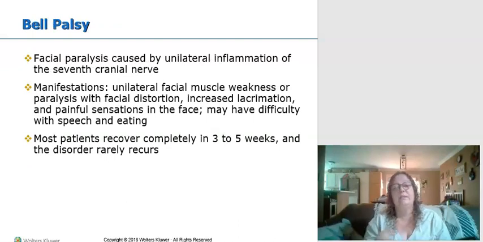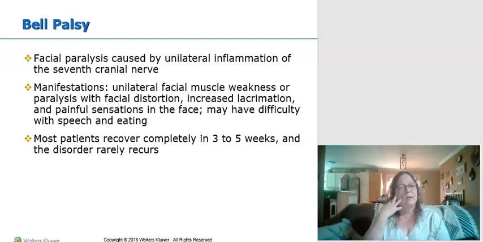So Bell's palsy, this is facial paralysis caused by a unilateral inflammation of the seventh cranial nerve. This manifests in unilateral facial muscle weakness or paralysis. So you get the face droop. You may have increased lacrimation. You may have pain sensation to the face. You may have difficulty with speech and eating.